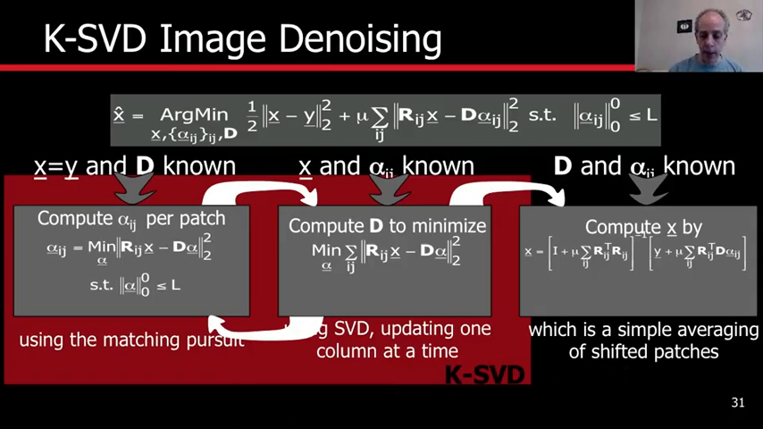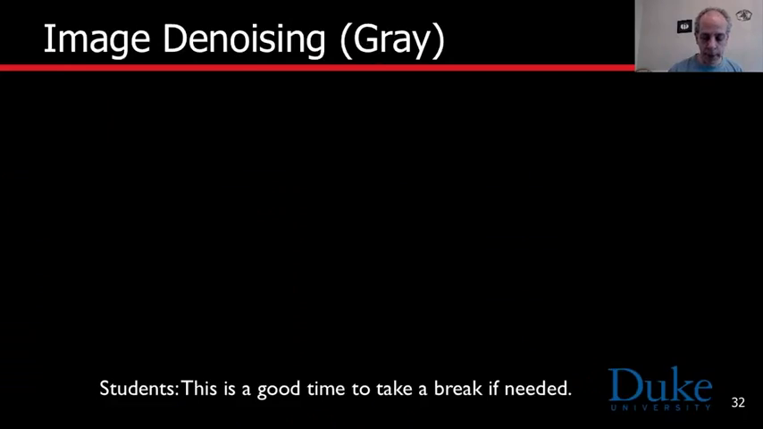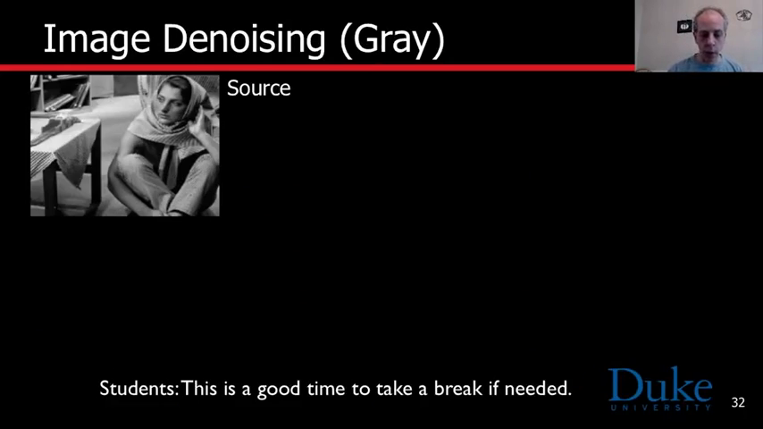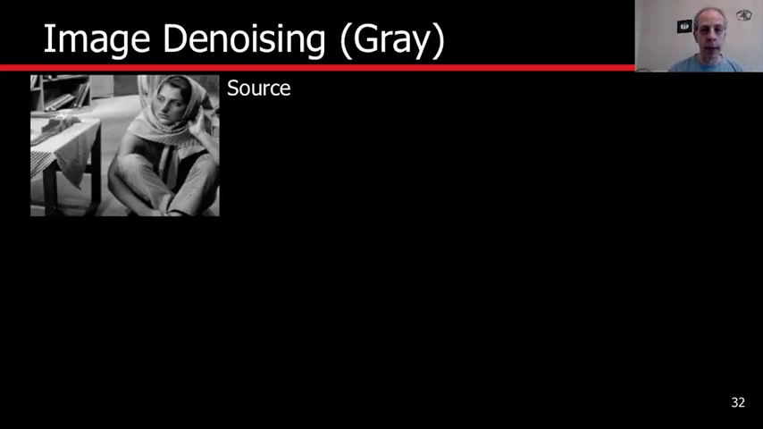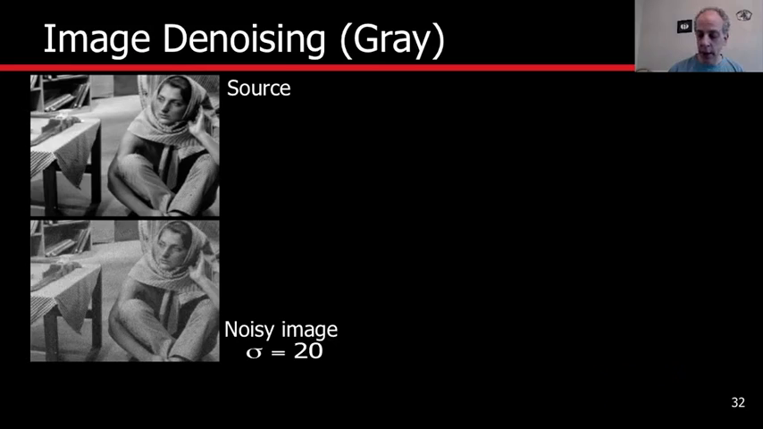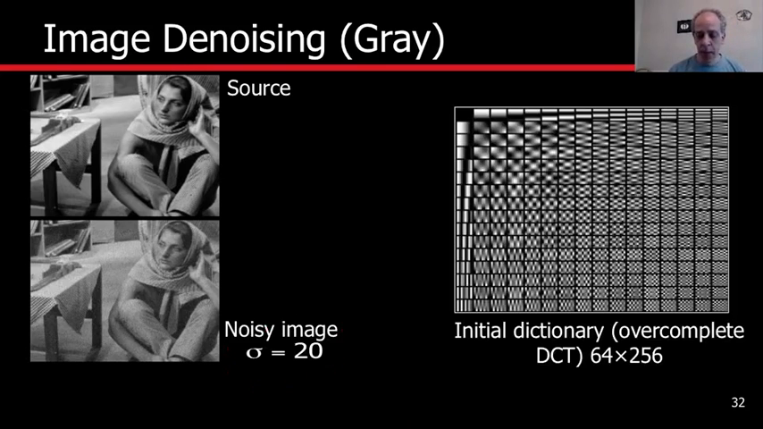So I think we're ready now to see examples. Let's start from an image in gray values, no color. This is the source image, and this is a noisy image. We have added Gaussian noise with this variance. Now, we can initialize the dictionary with random patches from this image. We don't have this image anymore, this is just for reference. This is all that we have.